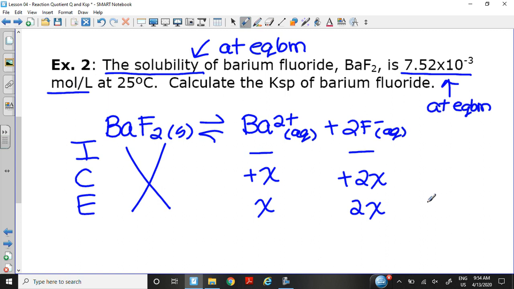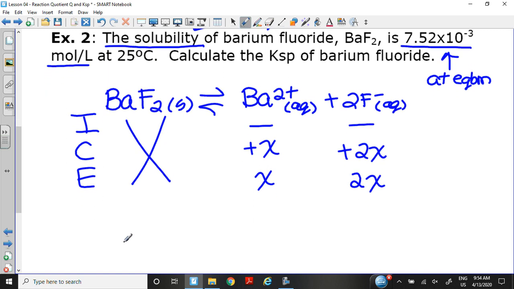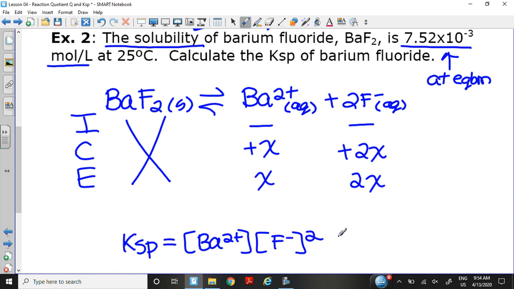And now what we want to do is solve for KSP. So if we're going to solve for KSP, that means we need our barium ion concentration and our fluoride ion concentration. So we need a KSP expression. Since they give us, back up here in the question, that molar concentration, that's already at equilibrium. So what that actually means is this is our X value. They've given that to us.